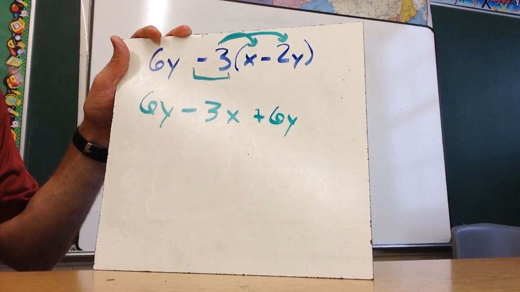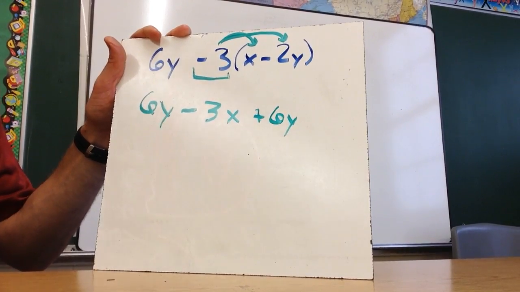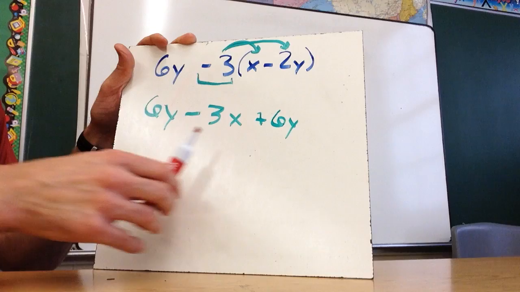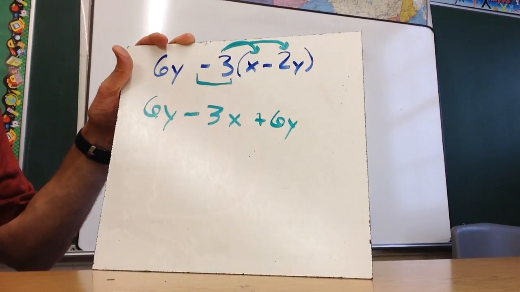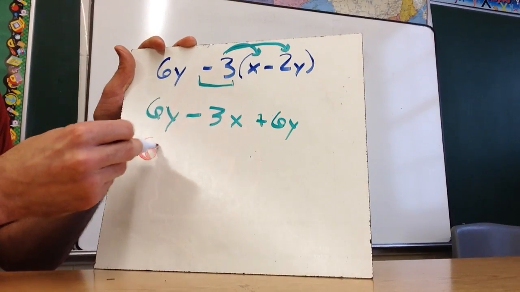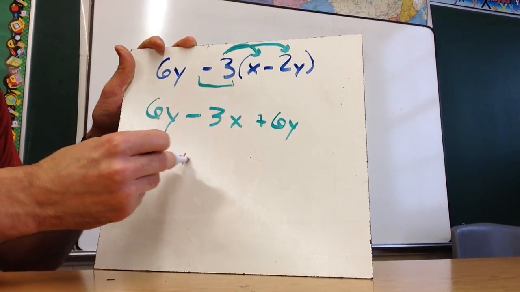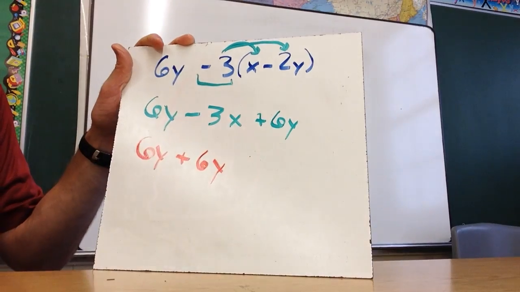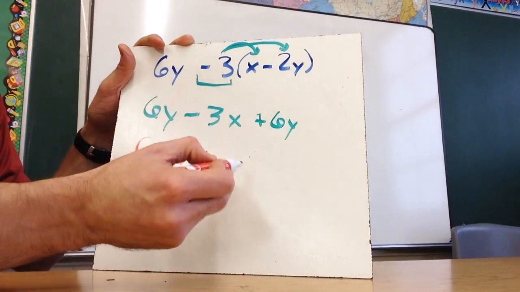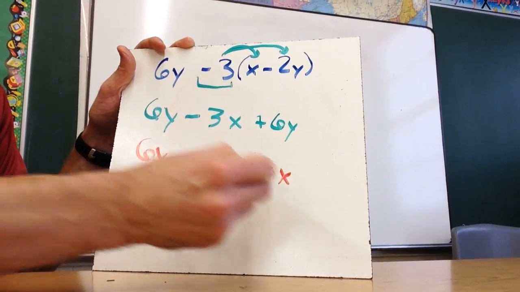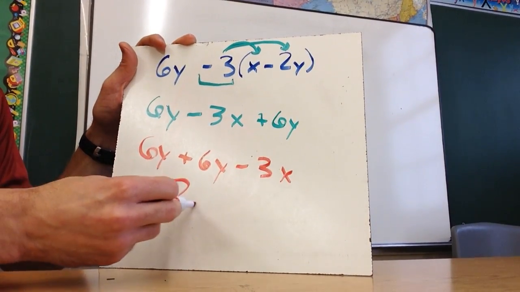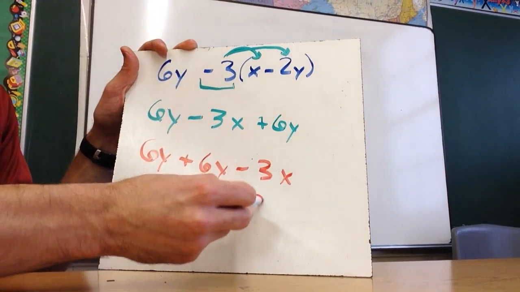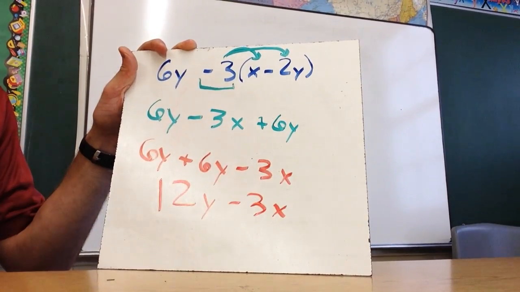Now, some of you are going to do this next step in your head, but I want to show you exactly how it's going to work. What I'm going to do is switch these two, but keep in mind this is negative 3x, and this is positive 6y, so the signs are going to move with them. So this is going to become 6y, and then I'm going to move this other 6y over here, but it was a positive 6y, and then I'm going to move the negative 3x behind it. And so this ends up becoming 12y minus 3x.